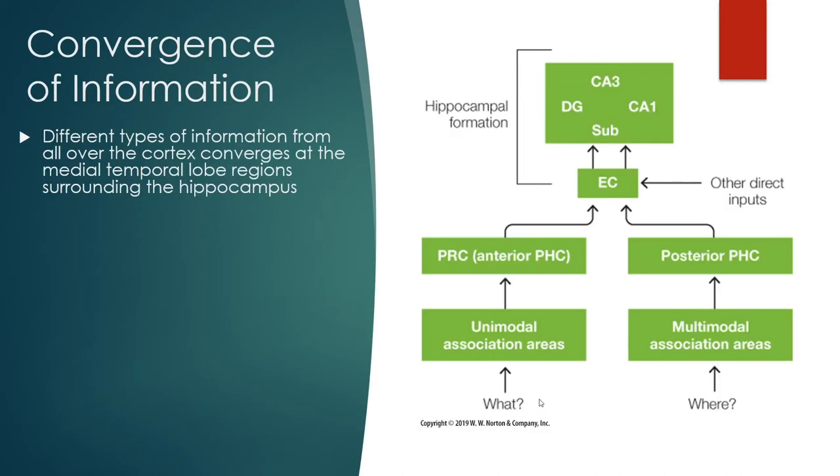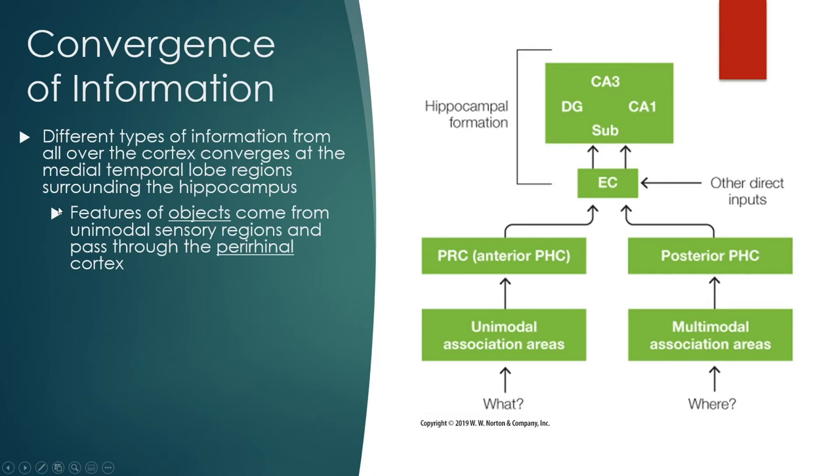And so what we have here, and this is something I've hinted at a lot, is the what pathway and the where pathway. So we have the ventral stream and we have the dorsal stream. Different information from all over the cortex is all coming into the medial temporal lobe. You have this ventral stream here, so features of objects. This is the identification type stuff, all coming through these unimodal sensory regions. It's being processed really heavily, so it's at the point where it's already been identified. And then that information is passing into the perirhinal cortex, and that's what we were just talking about.